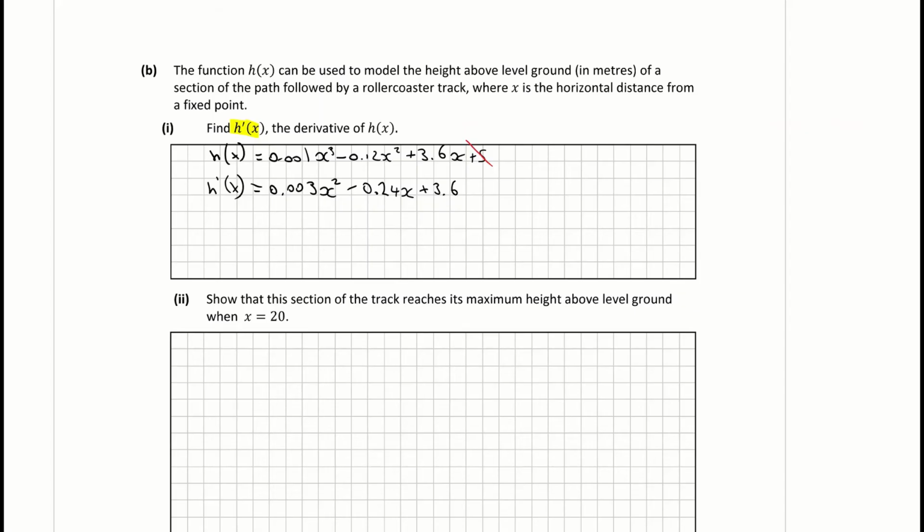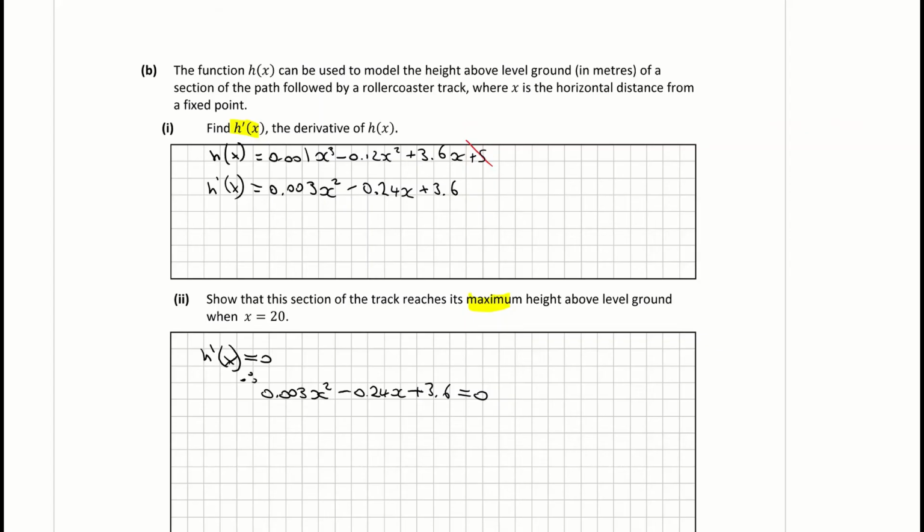And that's the derivative. Part 2: show that this section of track reaches its maximum height above level ground when x is equal to 20. So again, this is like your max and mins when you're doing your calculus. So that's when you differentiate and let it equal 0. So you're letting your derivative equal 0 basically here. And so therefore my derivative is 0.003x squared minus 0.24x plus 3.6 is equal to 0.